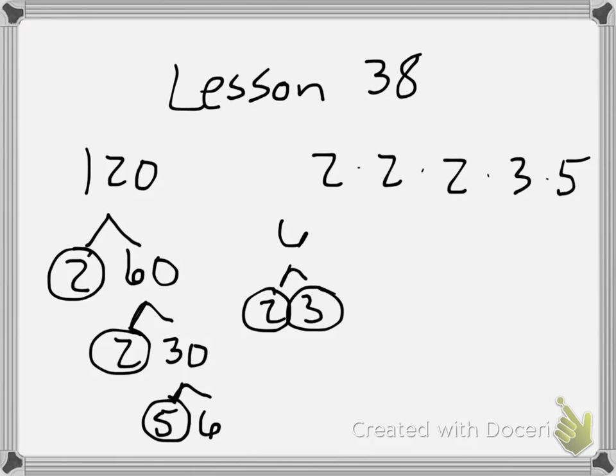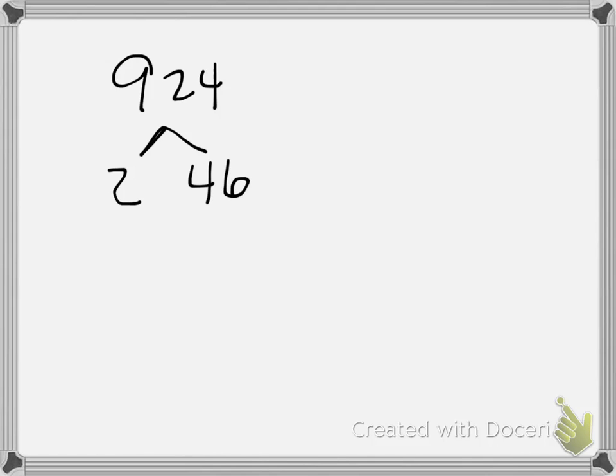So we can try another one. We'll try 924. And so 924, again, can break down. We'll start off, again, with 2, so 2 goes into this, 462, I believe. So then we can break this one down into 2 and 231.